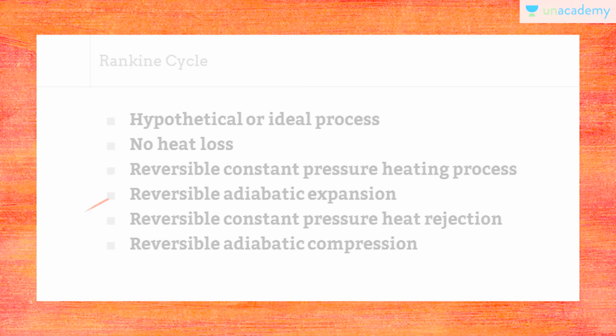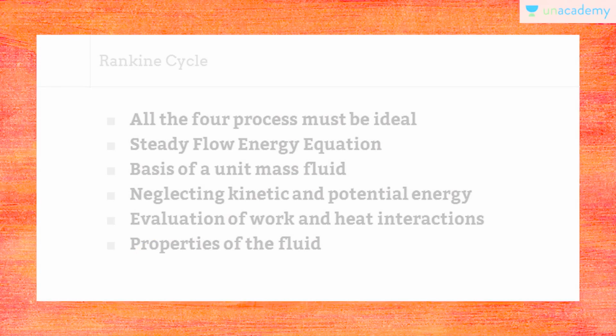For the condenser, it would be a reversible constant pressure heat rejection, and for the pump, it would be a reversible adiabatic compression of the liquid, ending at the initial pressure. And in the Rankine cycle, when all four processes are ideal, it is called a Rankine cycle.